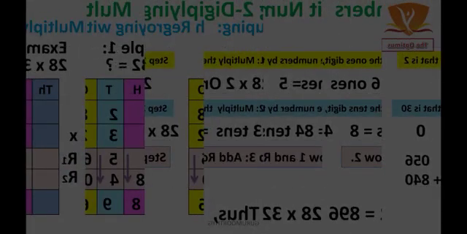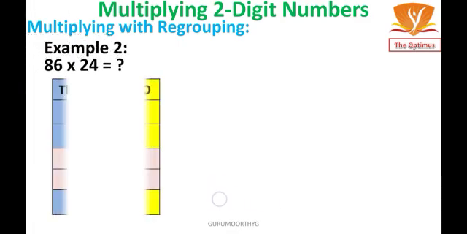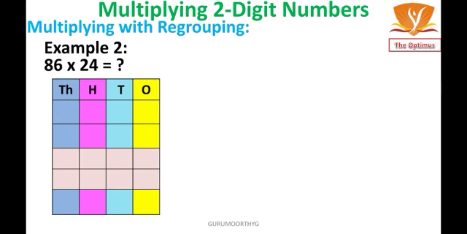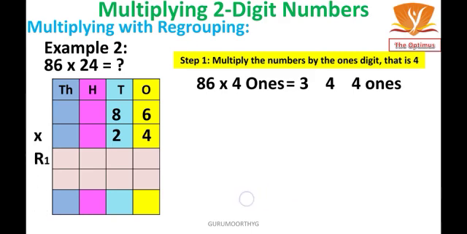Next, example 2. 86 into 24 equal to what? Yes, I am going to represent in place value chart. 86 into 24. I am going to solve step by step. Step 1. Multiply the numbers by the ones digit. That is 4. 86 into 4 ones equal to 344 ones. In this 344 ones, I am going to write in row 1.